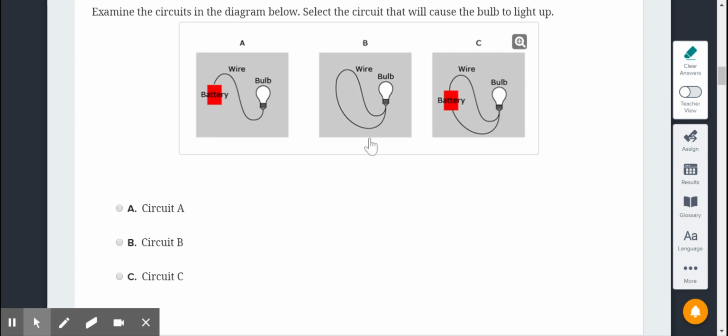Think about what's wrong with B. That's right, there's just a bulb with some wires attached to it. If there's no power source, then the electrons aren't going to flow through it. What about C? That's right, C is the one that's going to work because it has a battery. The electrons can flow through the wire up into the bulb, it lights it up, and it comes back around into the battery. It has to make a circle to be a complete circuit. It has to let the electrons flow in and out of the battery. So our answer is C.